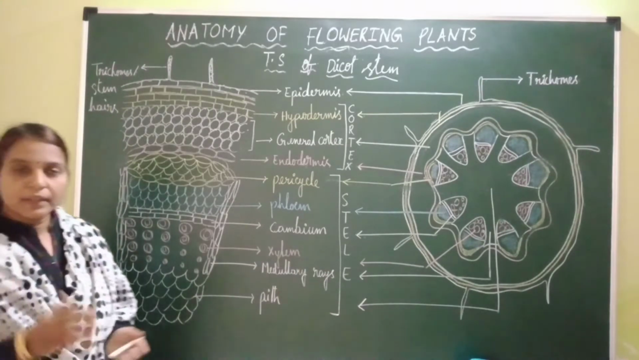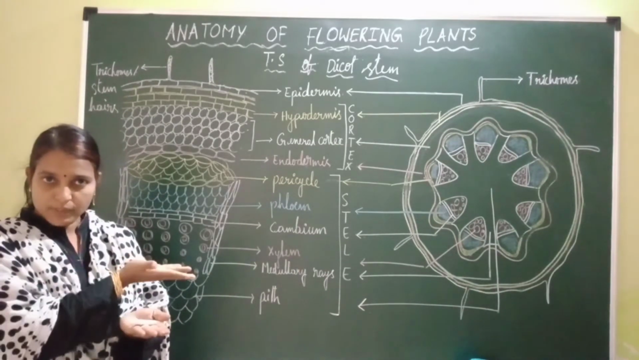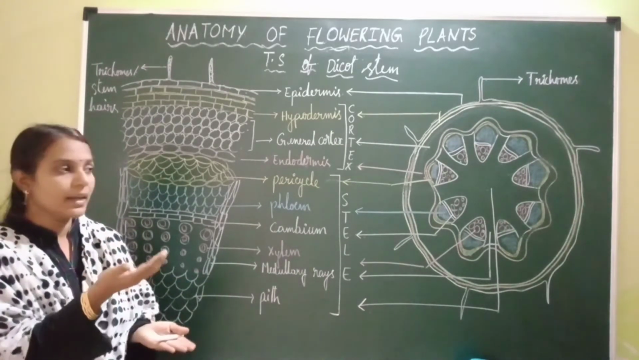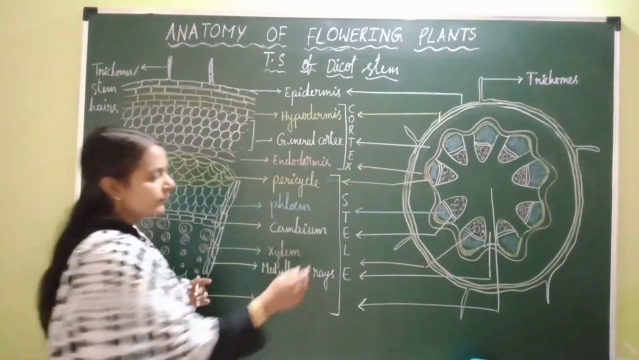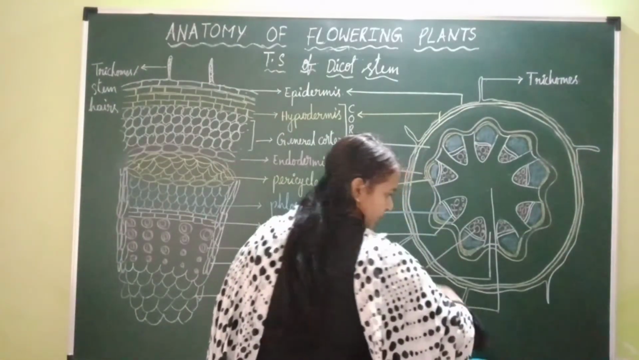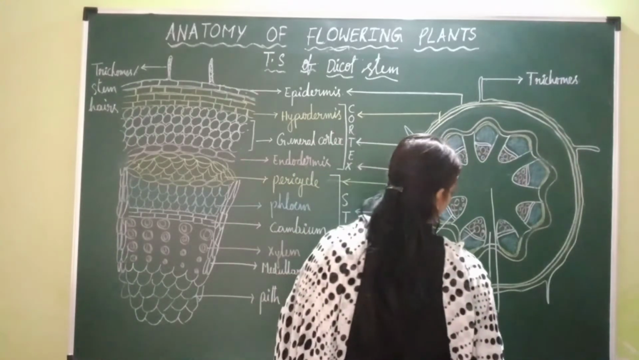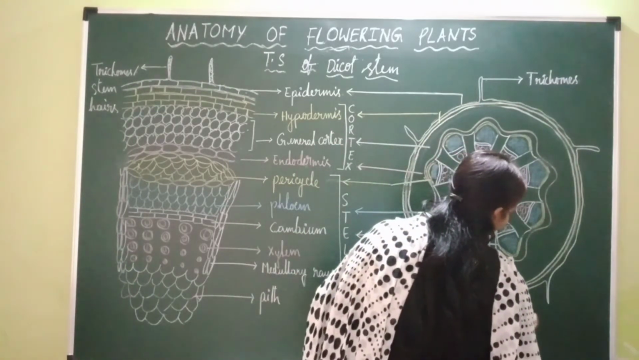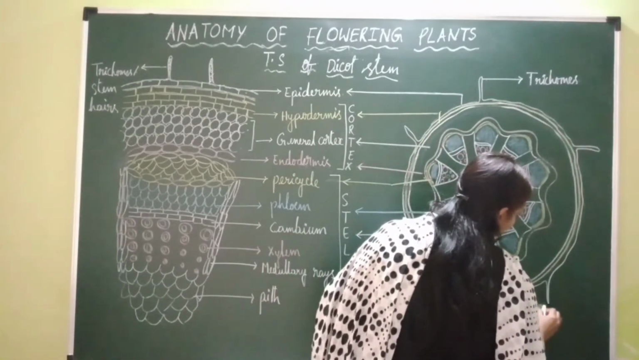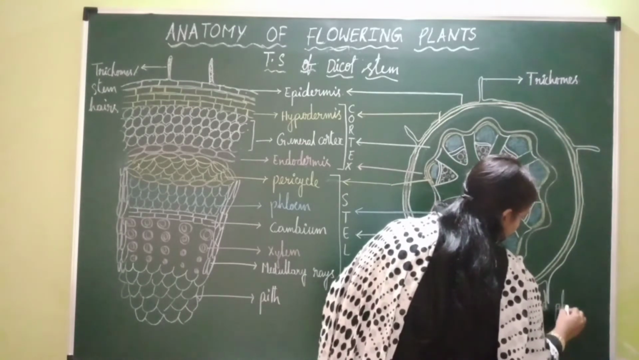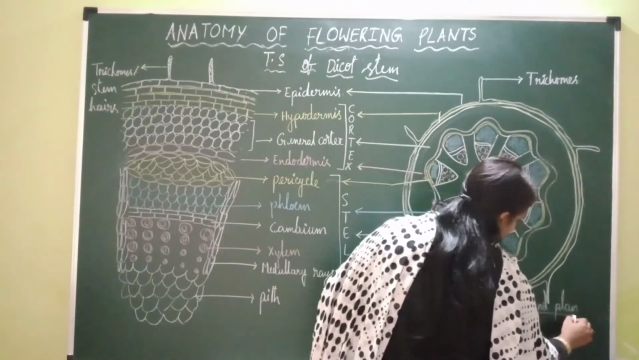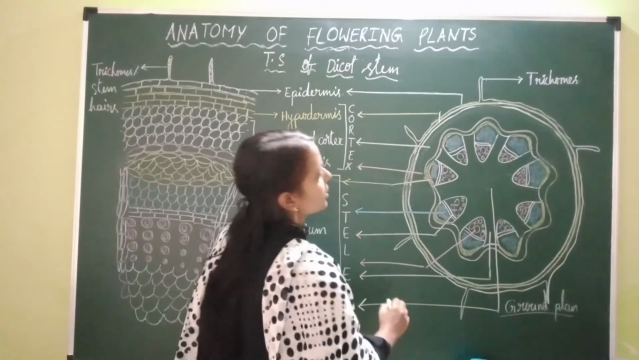Right. So when we take the transverse section of a dicot stem and observe it under the microscope, we can see this type of structure, which is called the ground plan. This is the ground plan of the T.S., the transverse section of dicot stem.